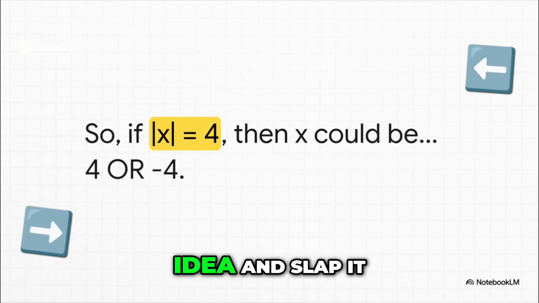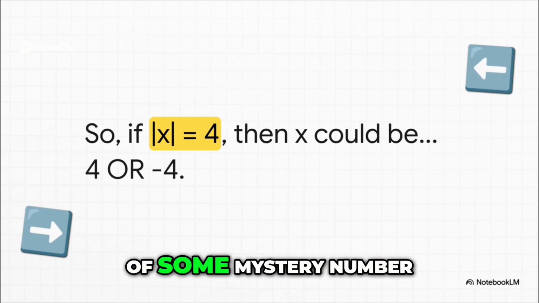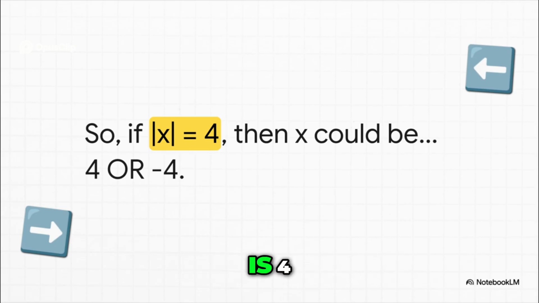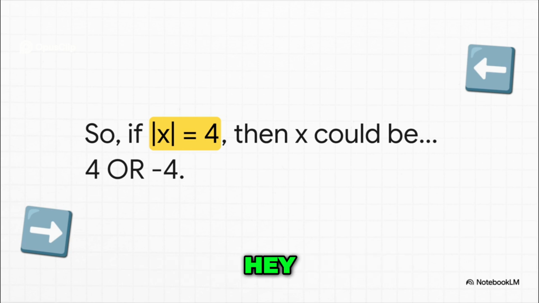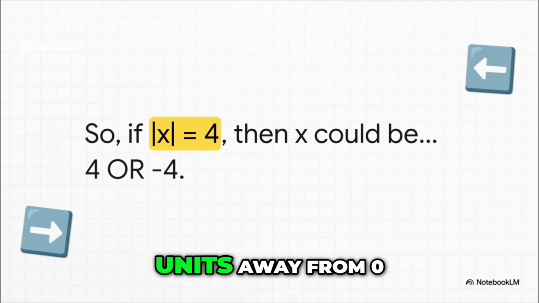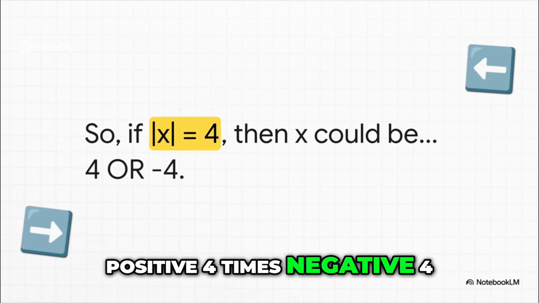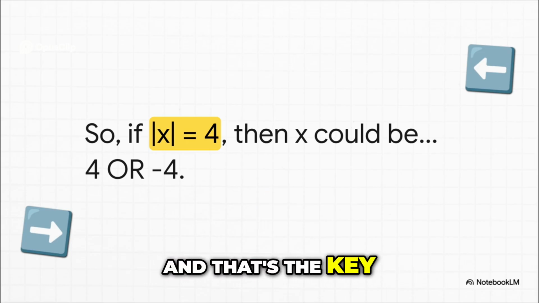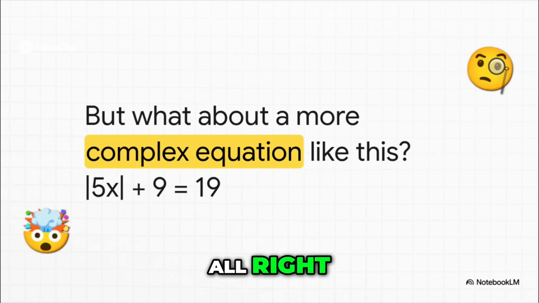So let's take that idea and slap it into an equation. If the absolute value of some mystery number, let's call it x, is 4, what could x be? All we're really asking is, what numbers are 4 units away from 0? And just like we saw, there are 2 of them, right? +4 and -4. And that's the key. This is why you so often get 2 answers for these things. All right, that's simple enough.